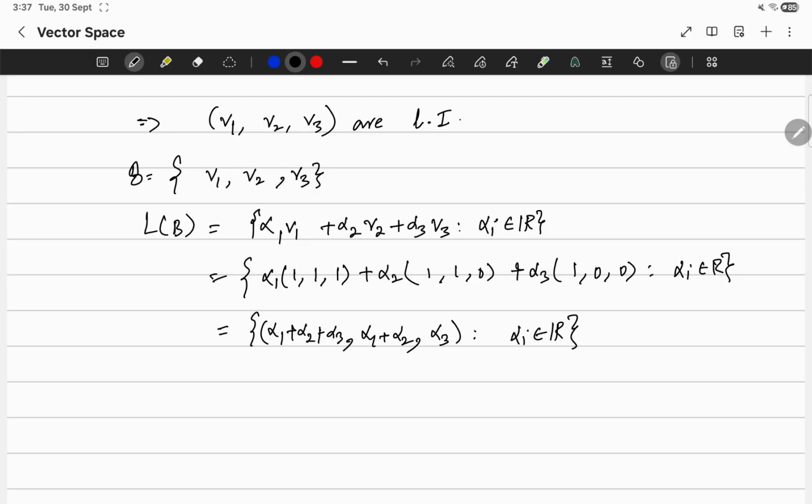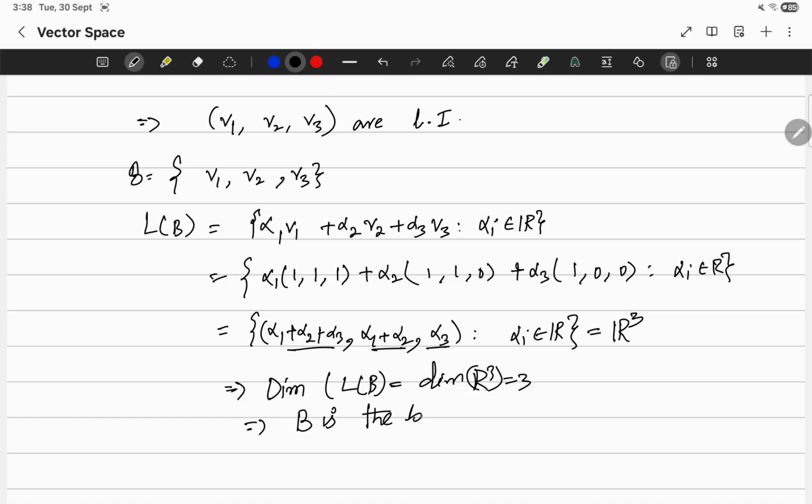As you have seen, these coefficients are linearly independent, so every one of these vectors will be different. It means that it spans, so every real number triple can be written in this linear combination. So it will be your R3, so the dimension of the linear span of B is equal to the dimension of R3, which is 3. It means that B is the basis of R3.